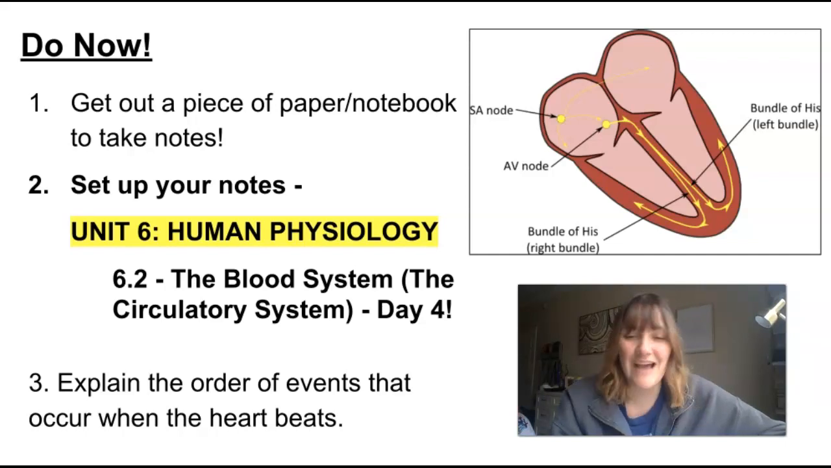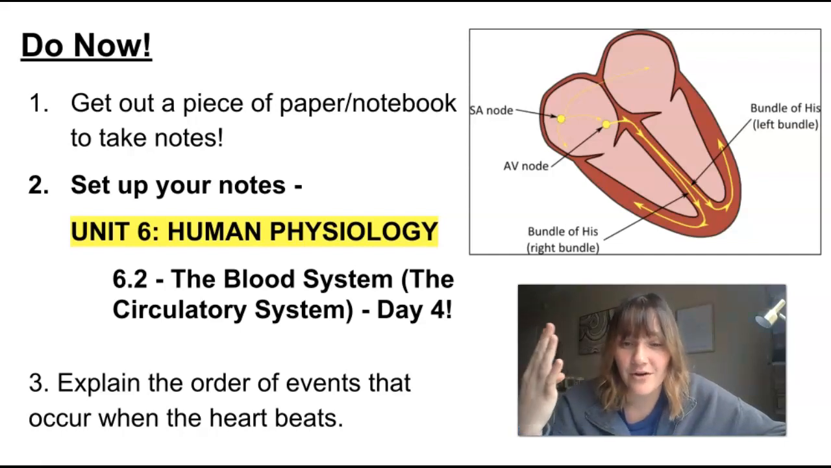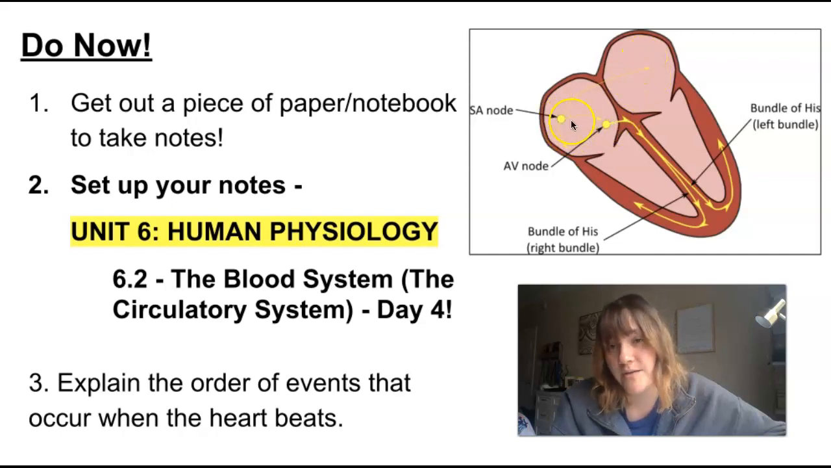Okay, you're back. So hopefully you talked about the four things that we learned in the order that the heart beats. First being that the SA node is going to send a signal to the atrium, both atria, the right and the left atria, to contract. And it also sends a signal to the AV node. So the AV node is then going to send a signal to the bundle of His, and the bundle of His then sends its signal out to the Purkinje fibers.